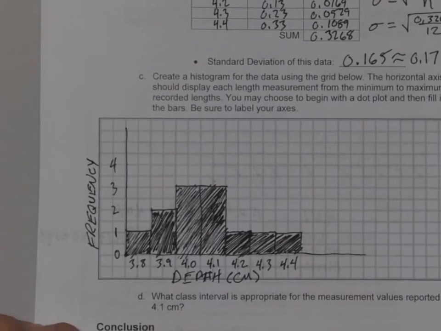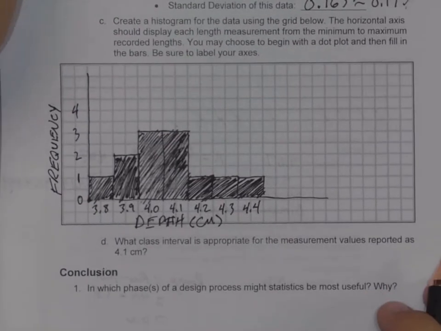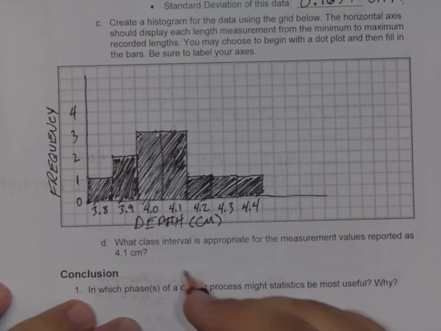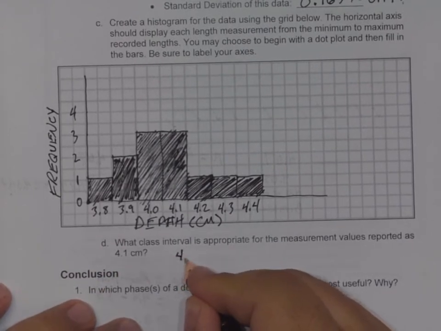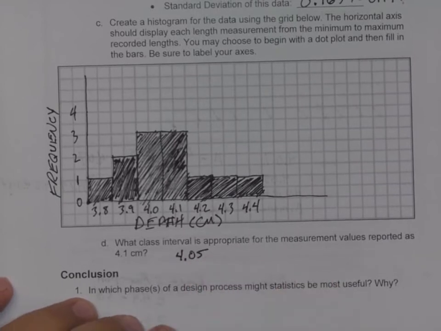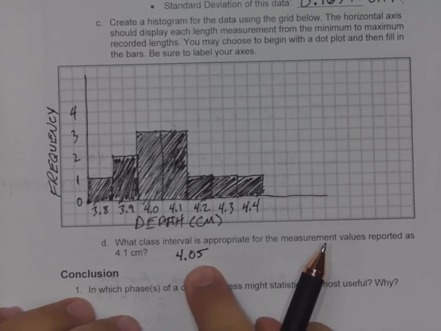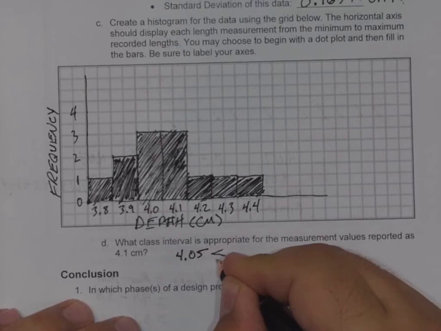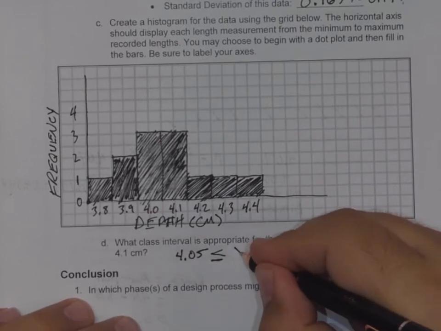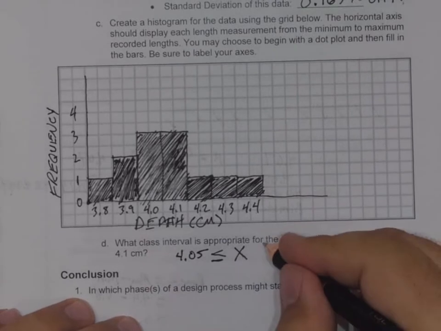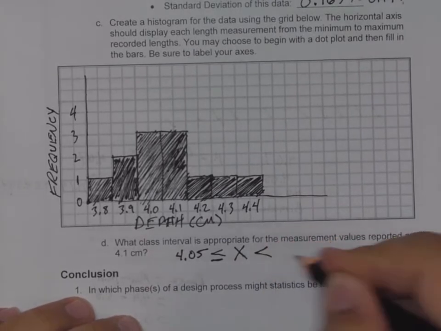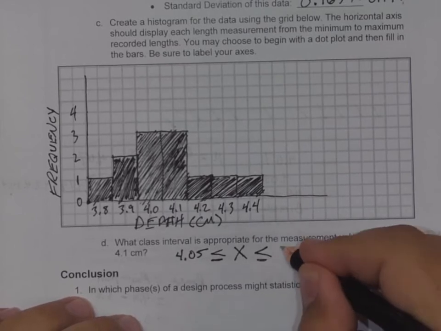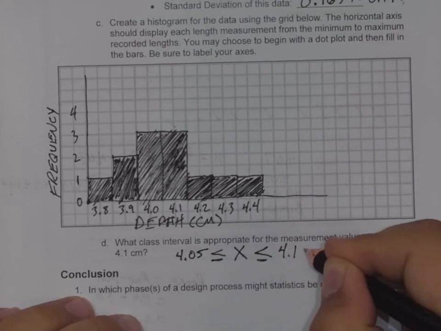Now the question is what class interval would be appropriate for numbers to be reported as 4.1 centimeters? So as you start to look at it, if we wanted to express a number to be 4.1 centimeters, this would be the lowest number because the 5 would round up the 0 to a 1. So I can say, okay, x has got to be greater than or equal to that, and it's got to be less than or equal to 4.14.